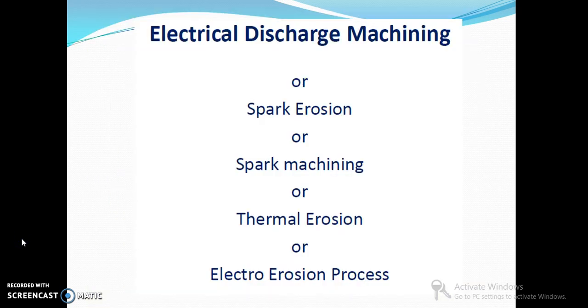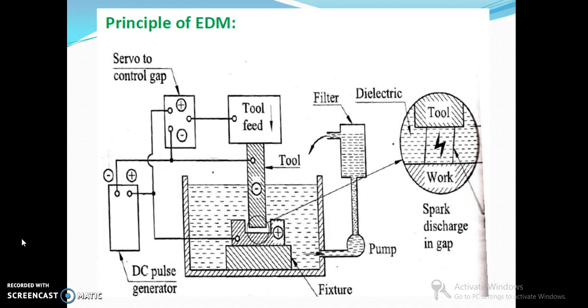The first method we are discussing in non-conventional machining is the electrical discharge machining process. Another name for it is the spark erosion process. It is also called the spark machining process, thermal erosion process, or electro erosion process. This is the basic figure of the electrical discharge machining process, which shows its various elements. Firstly, we will discuss the basic principle of electrical discharge machining.